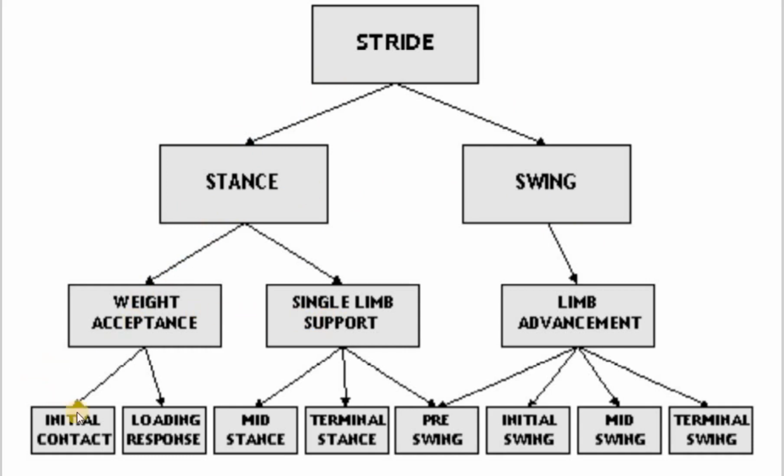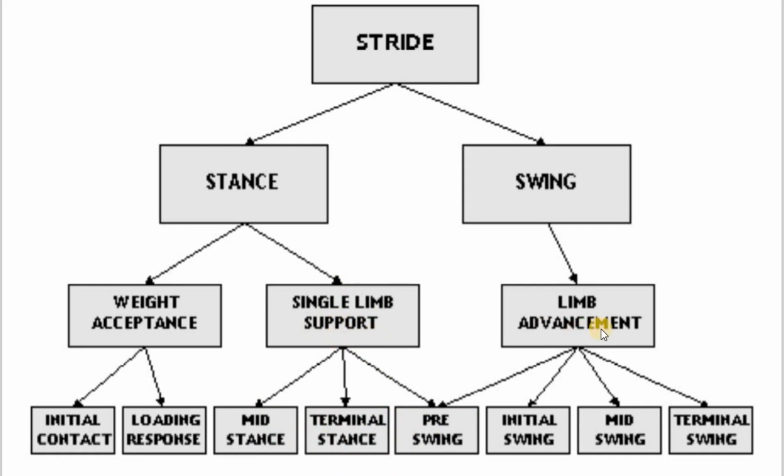In weight acceptance, initial contact will happen. Loading response will happen in this weight acceptance. Then single limb support: mid stance, terminal stance and pre-swing phase will occur in this single limb support. Sorry, two stance phases and one pre-swing phase will occur in the single limb support.